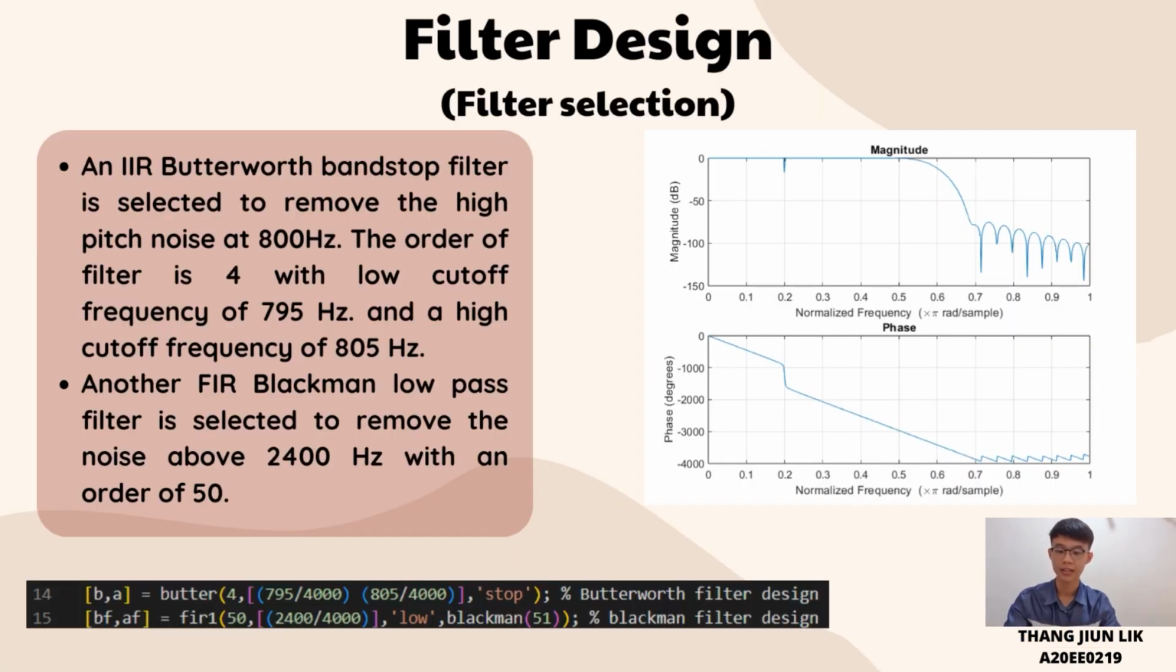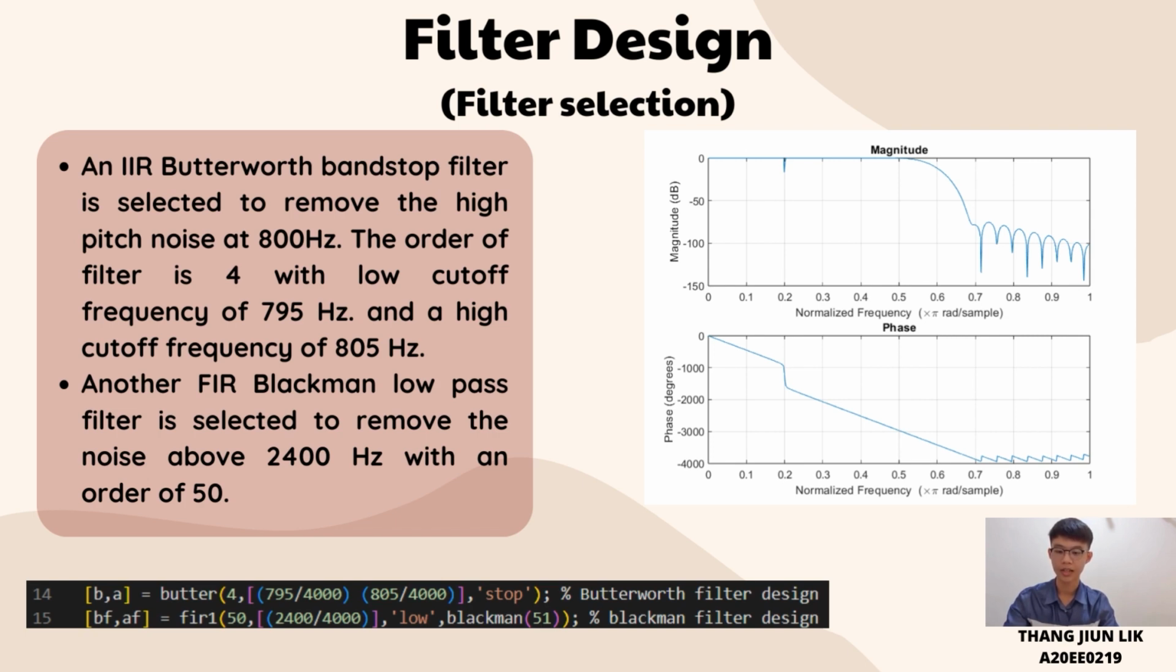After successfully identifying the two noises, now we have to design a filter. First, an IIR Butterworth bandstop filter is selected to remove the high-pitched noise at around 800 Hz. The order of the filter is 4 with a low cutoff frequency at 795 Hz and a high cutoff frequency at 805 Hz. The IIR filter is selected because it will provide a fast response with a high drop-off rate so that the input signal will not be distorted that much.